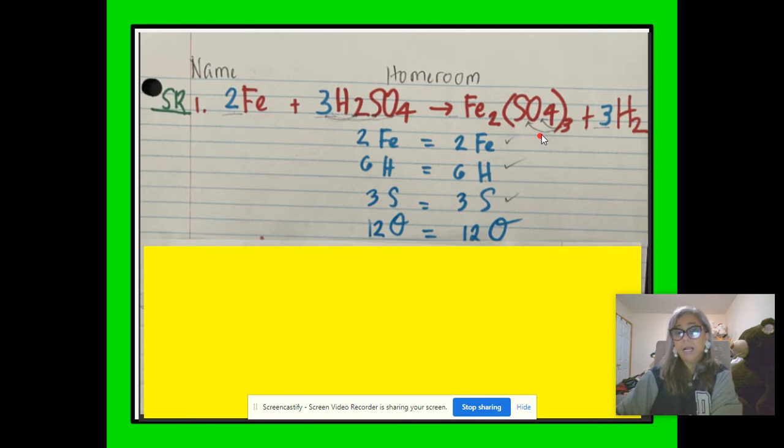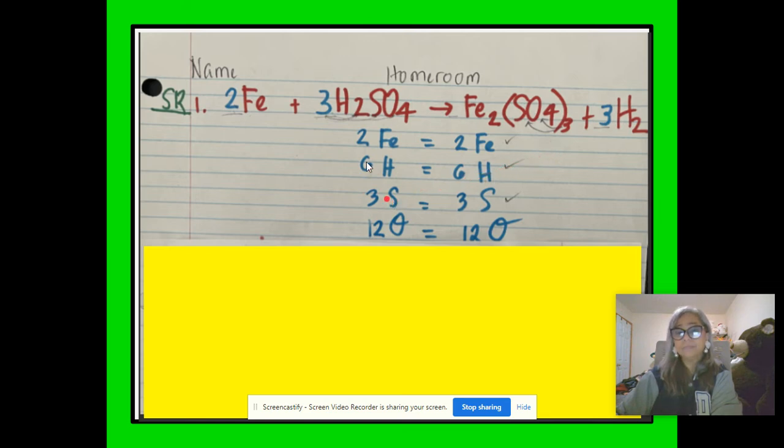Same number. Next, hydrogen. On the left side, how many do you see? You have here a 2, but there's a 3 outside. Remember, the coefficient is shared by all. So the 3 is for H, the 3 for S, 3 for O or oxygen. So 3 times 2, that would be 6 hydrogen here. And on the right side, initially you have a 2. What do you do to make it 6? You add a 3 here. So that 3 times 2 equals 6. So hydrogen now is balanced.